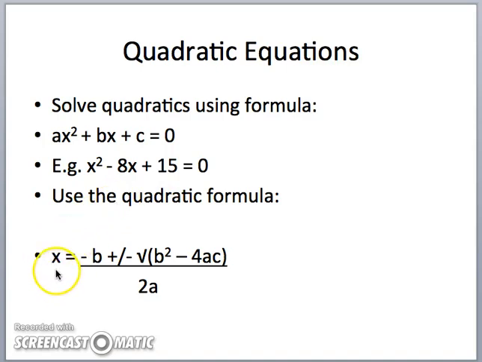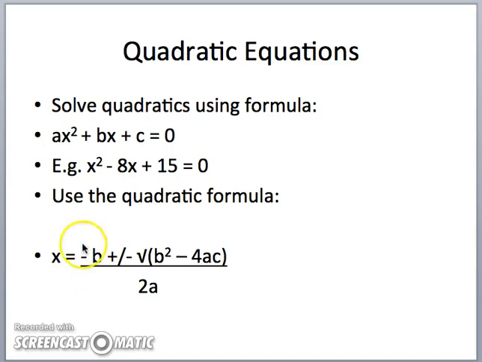So the quadratic formula, you may have heard of it, you may not. It's x equals minus b plus or minus the square root of b squared minus 4ac, all divided by 2 times a. Now it looks complicated. I had to learn it when I was about 10 or 11, so it's just a case of remembering it. If you can't remember it, but you can complete the square, then completing the square would give you exactly the same formula at the end of the day.